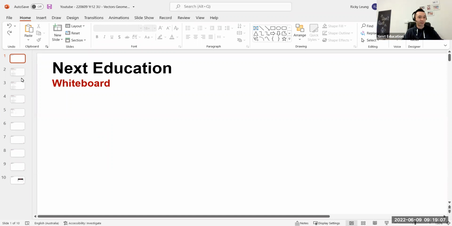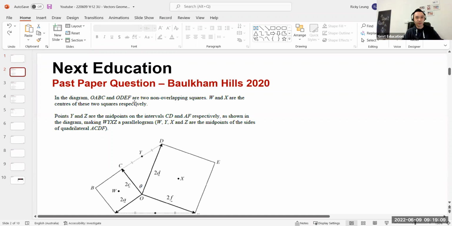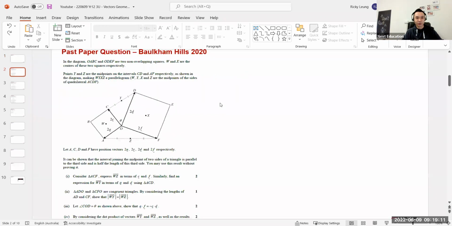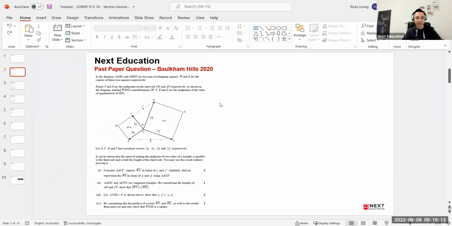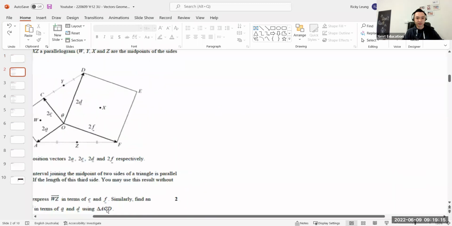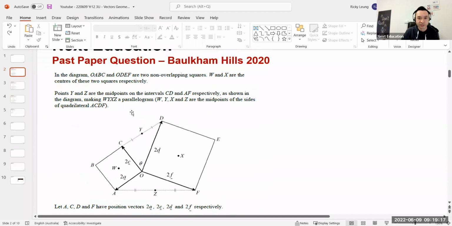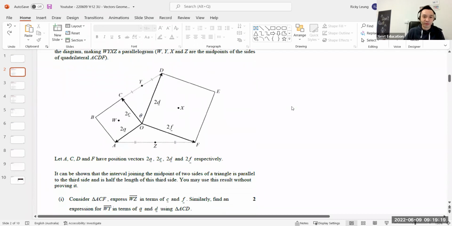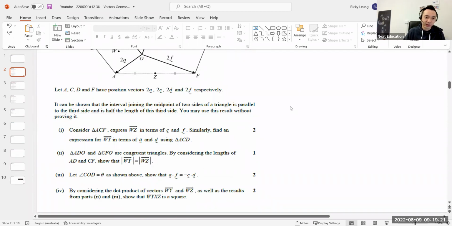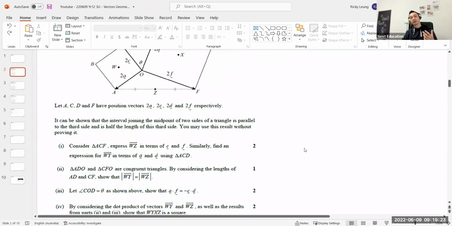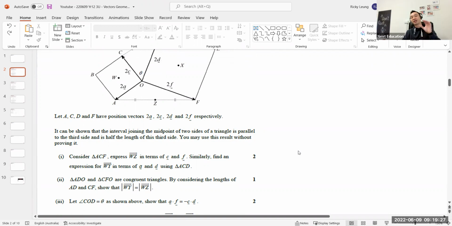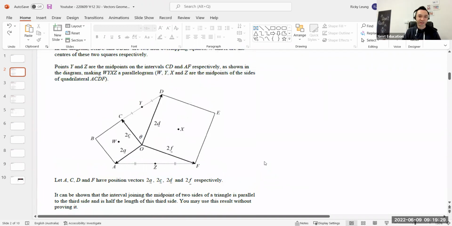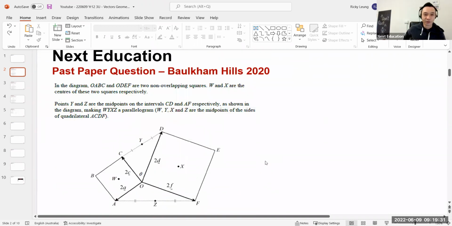Let's check them out. The first one is from Balcombe Hills in 2020. Let me just zoom out to read through this question. Before we dive in, look at this: 7 marks. We're talking about a 3-unit, Extension 1 paper, 7 marks out of 70 in total. That's 10% of the test all in one question. So if you can't do this, you're in trouble.